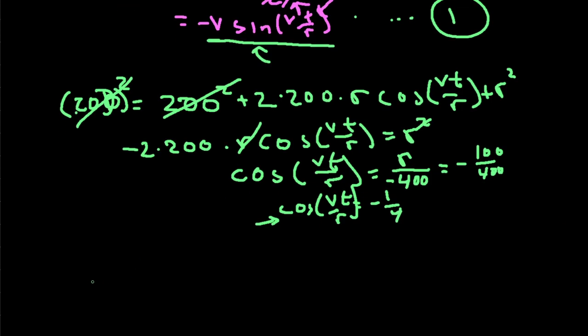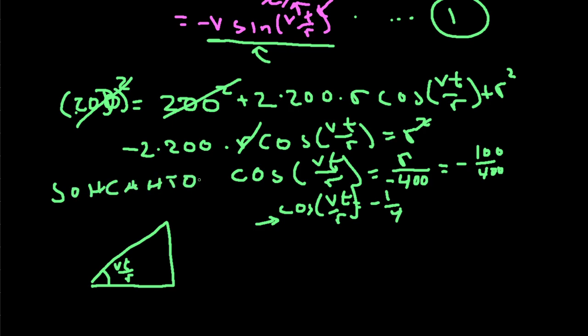We can just find out what the cosine is, and once we know what this is, we'll know what the sine is. So we don't need to specifically know the exact time. And the way we can find that out is, what if we draw a triangle, and let's call this angle vt over r. We know that the cosine of vt over r is 1/4. The negative doesn't matter because in the triangle it's just going to be all positive lengths. So if you remember SOHCAHTOA, the cosine is equal to the adjacent over the hypotenuse. So that means that the adjacent is 1, the hypotenuse is 4.